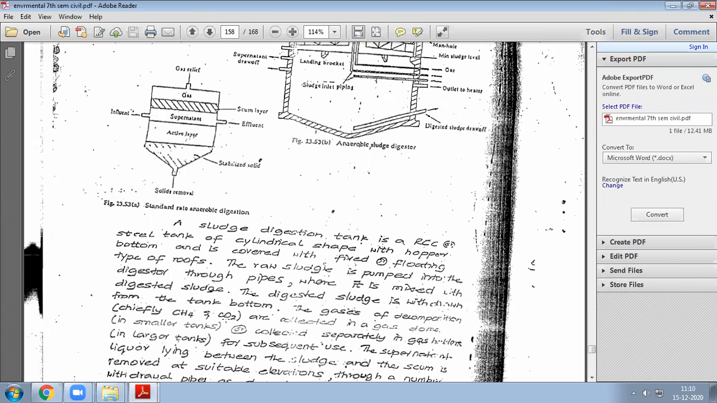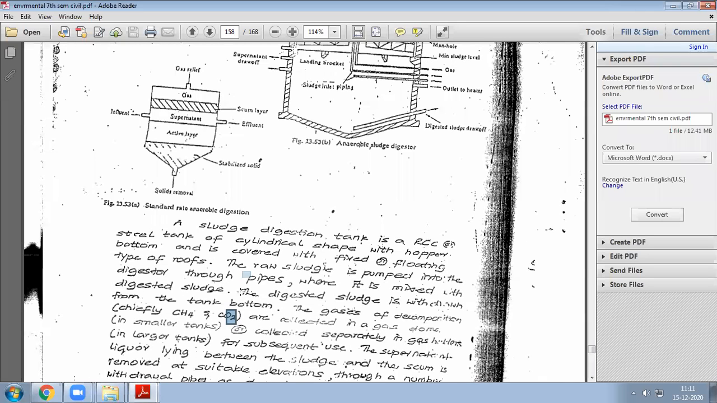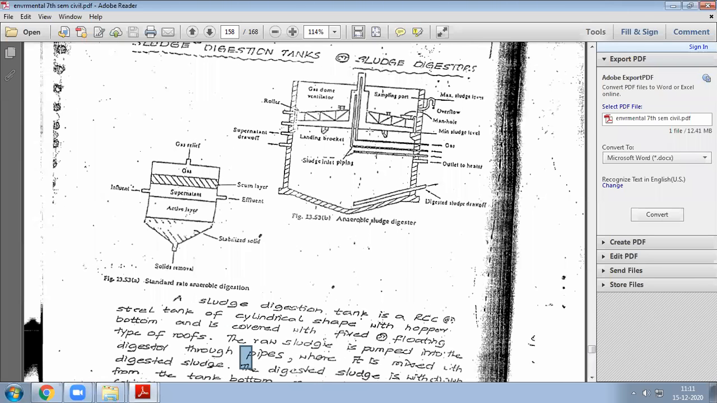The digested sludge is withdrawn from the tank bottom, and gases are decomposed. Chiefly, methane gas and carbon dioxide are collected in the gas holder, and the supernatant liquid lying between the sludge and the scum is removed. One more effluent will be coming, the supernatant liquid, and they remove it at suitable elevation through a number of withdrawal pipes as shown in the figure. So it is a simple process, you can write 2-3 lines, but you have to draw the figure like this.